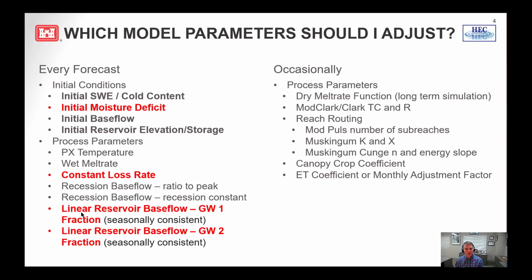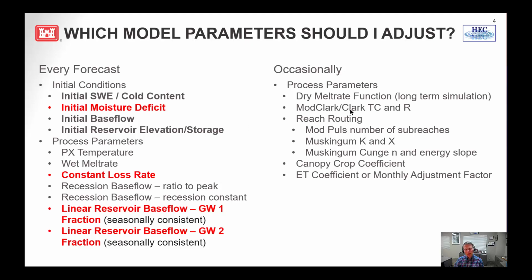And then the parameters on the right side are those parameters that you would occasionally adjust. If you have time, if the model is just not performing the way that you need it to, you want to get your Nash Sutcliffe to at least 0.7 or your percent bias below 10%, then you could consider adjusting these parameters as well. The dry melt rate function, if you're doing a long-term simulation and you're trying to match the melt of the snowpack as the watershed transitions from spring to summer, then definitely adjust the dry melt rate function.